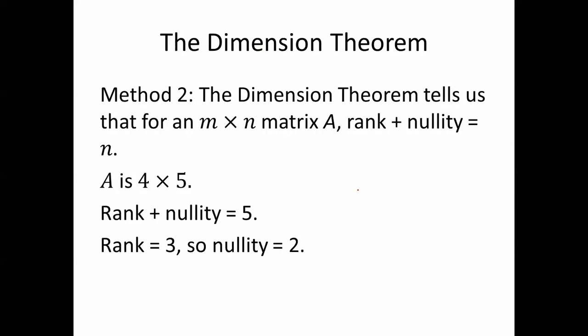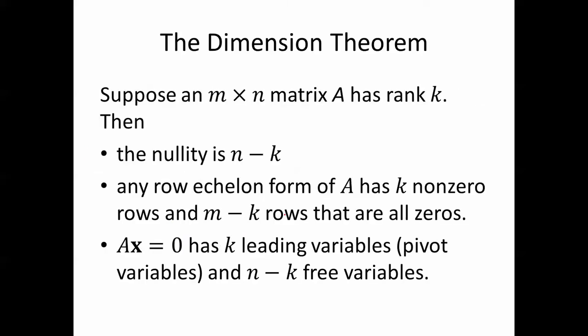Here's method 2. This is another way to determine the nullity. The dimension theorem tells us that for an m by n matrix A, the rank plus the nullity is n. A is a 4 by 5 matrix, so in this case n is 5. The rank plus the nullity is 5. We calculated earlier that the rank was 3, so the nullity is 2. That's, of course, a much easier way to calculate the nullity.